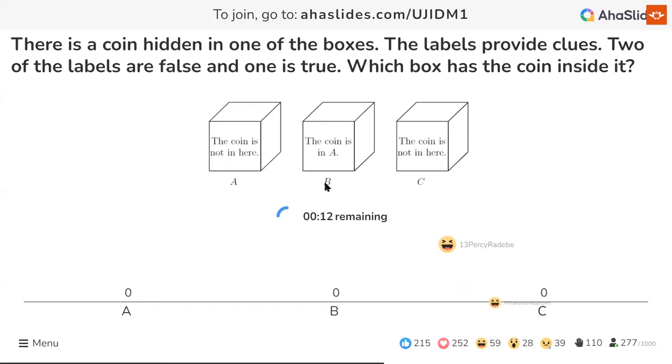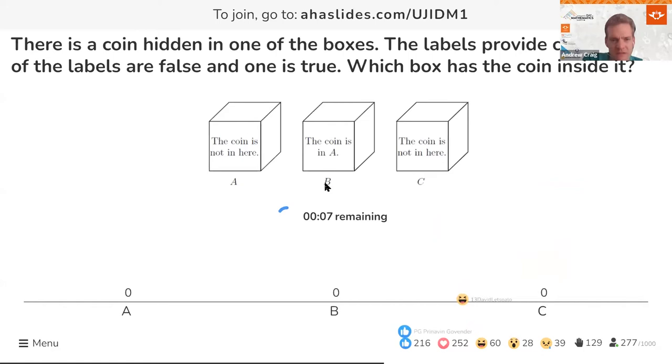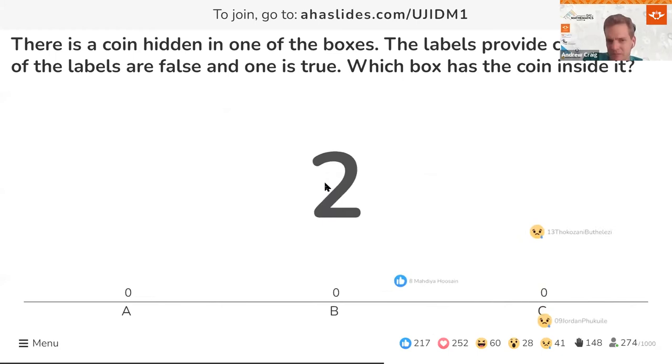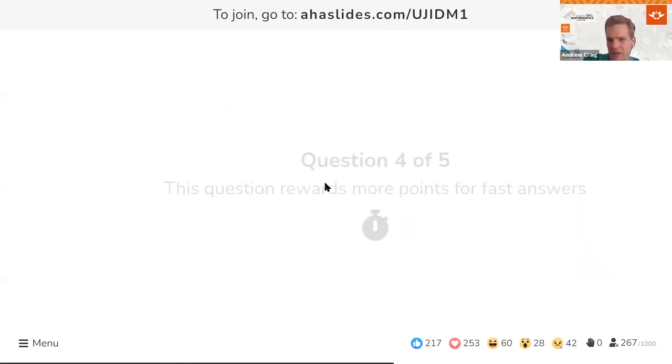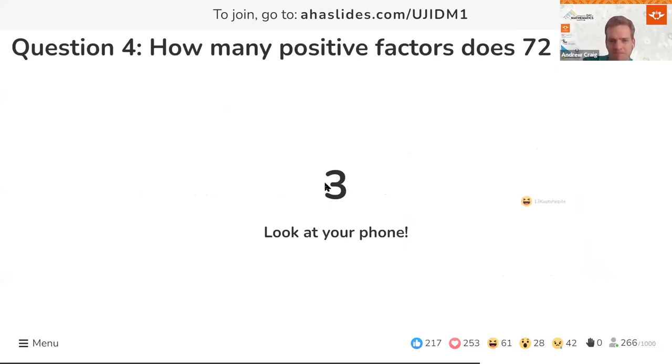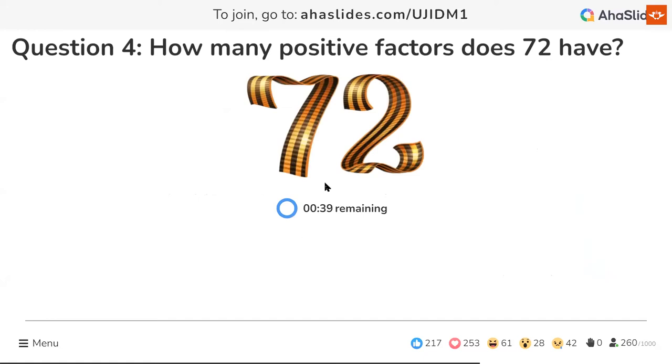Okay, time is almost up here. Okay, so the correct answer was C there. Moving on to the next question. So this is question 4 of 5. How many positive factors does 72 have?